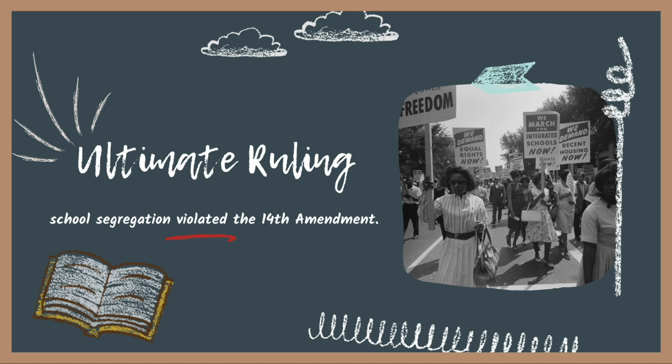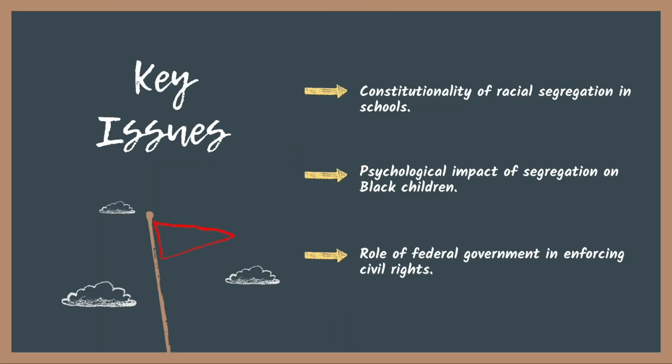Ultimate ruling is school segregation violated the 14th Amendment. On May 17th in 1954, U.S. Supreme Court Justice Earl Warren delivered the unanimous ruling in the landmark civil rights case Brown versus Board of Education of Topeka, Kansas. State sanctified segregation of public schools was a violation of the 14th Amendment and therefore was unconstitutional. Even when the facilities are equal, it violates the Equal Protection Clause of the 14th Amendment. There is no way around this.